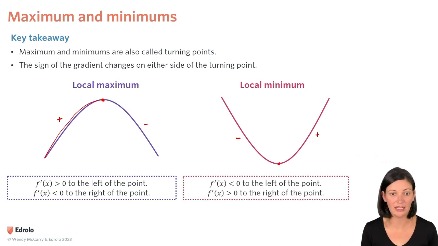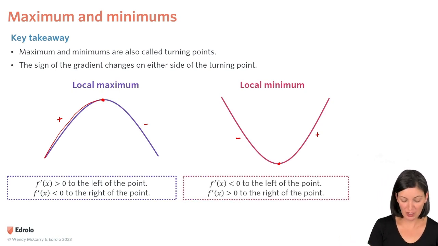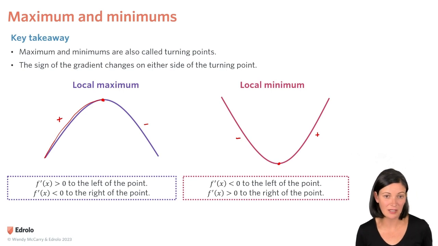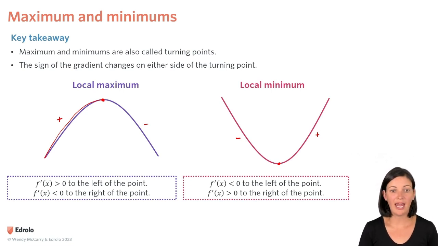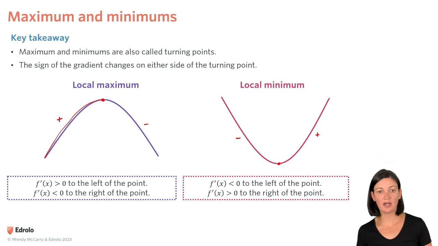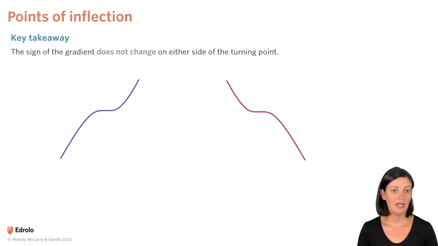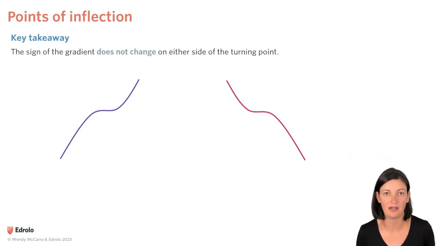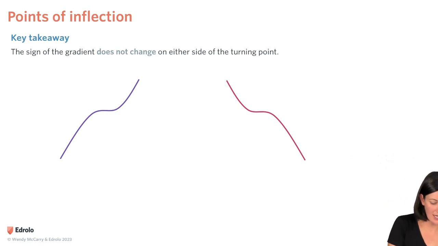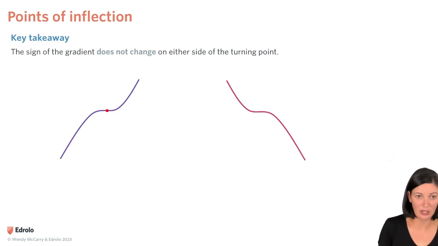So again, we can write this as the derivative of f is less than 0 to the left of the point, and the derivative is greater than 0 to the right of the point. Now, a point of inflection is special in that the sign of the gradient doesn't change on either side of this turning point. So let's say our point of inflection was right here at this point here.